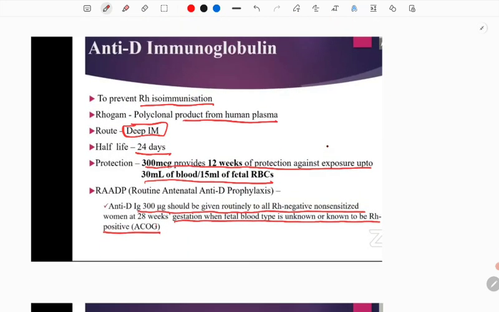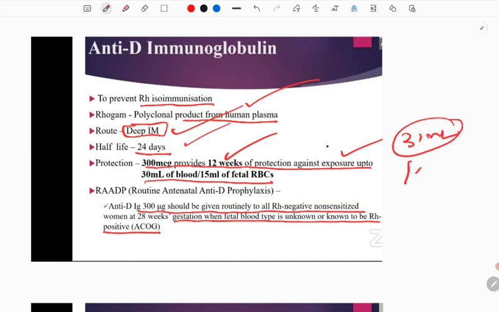Anti-D immunoglobulin to prevent Rh isoimmunization. Rhogam is a polyclonal product from human plasma. Route is IM, 2 to 4 days half-life, 24 days is the half-life. Protection: 300 microgram provides 12 weeks protection against exposure to 30 ml of blood, and 15 ml RBC.